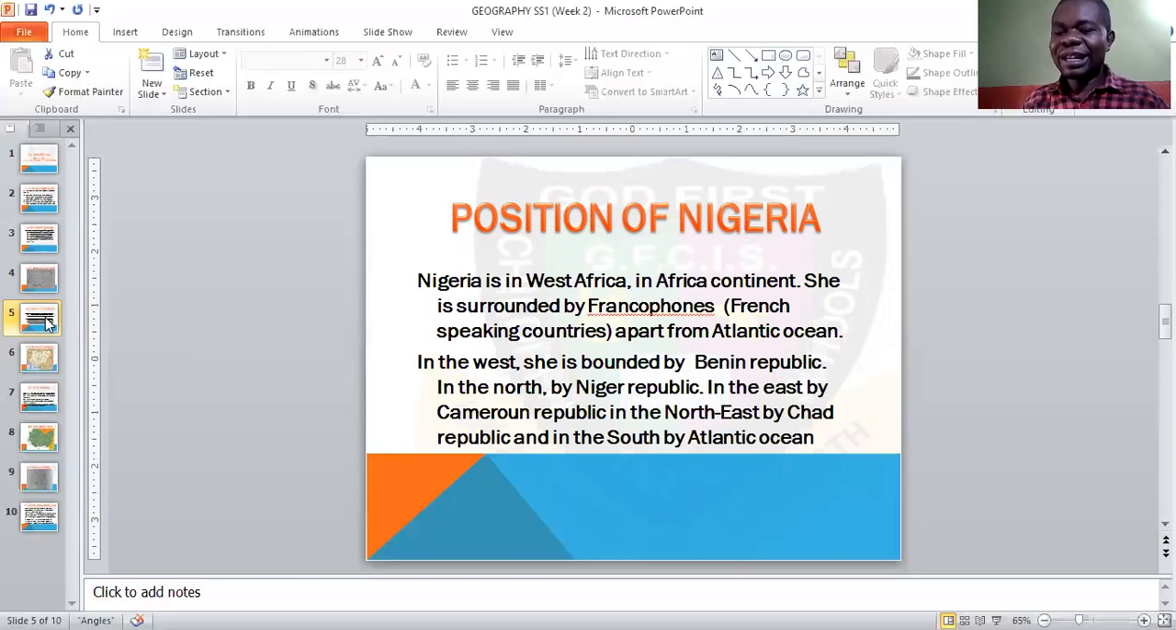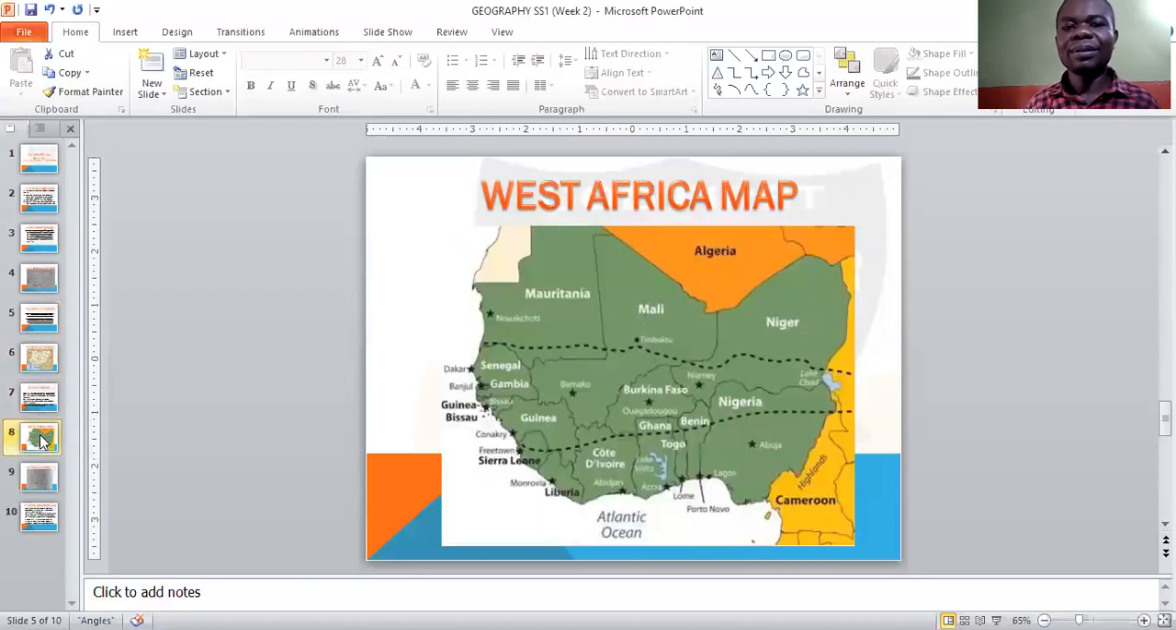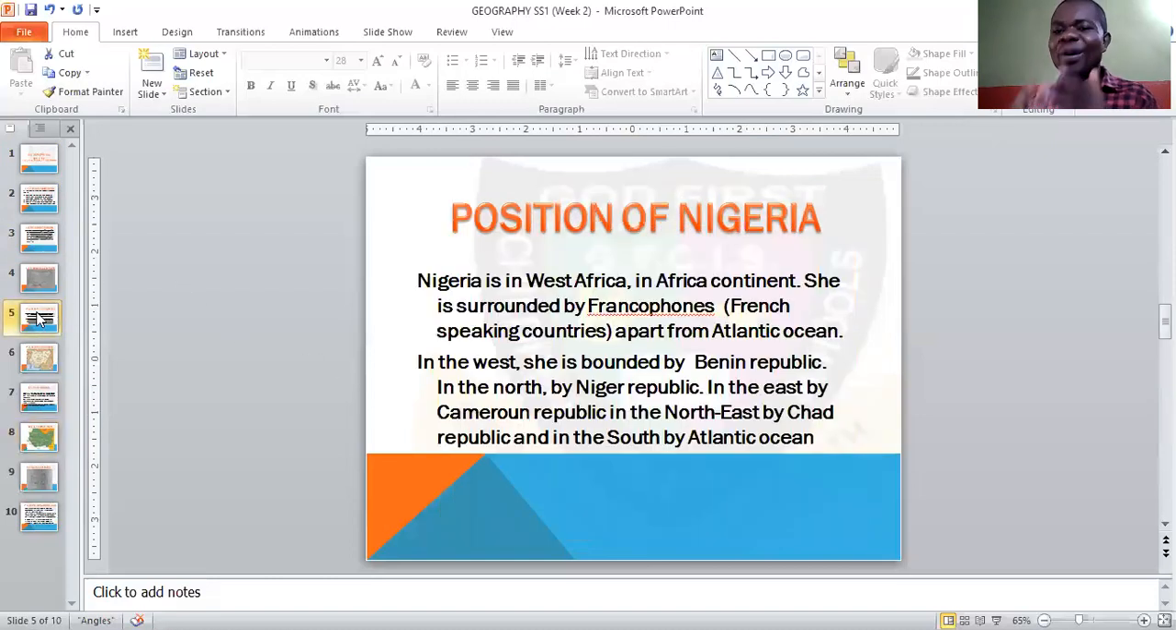In Africa continent, there is a sub-region called West Africa. That is this particular area. This is West Africa map. Nigeria is located in West Africa here. This is Nigeria in the map of West Africa. So Nigeria is in West Africa, in Africa continent.